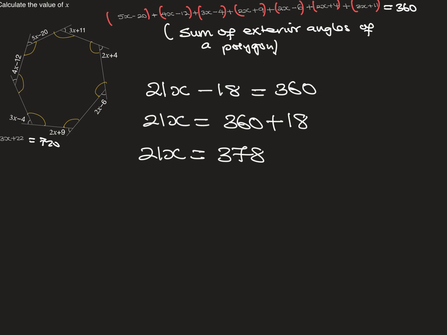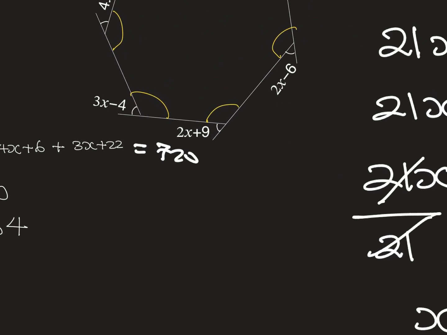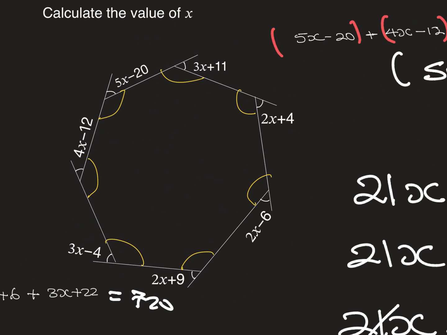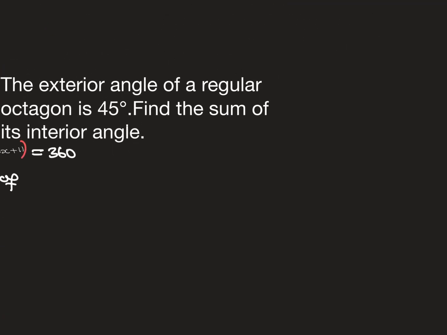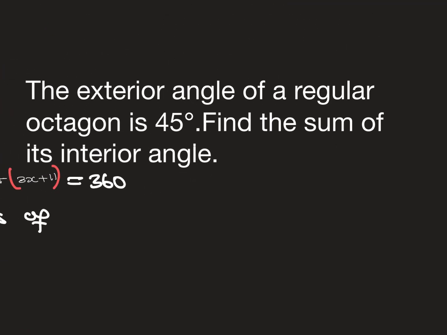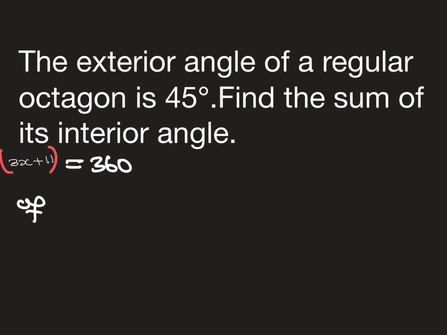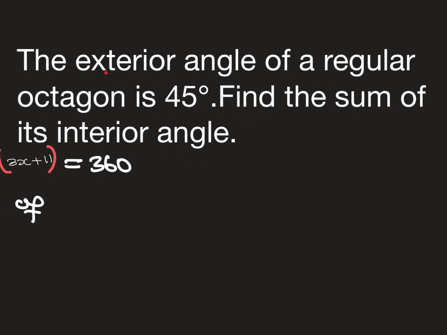So to find x, we divide both sides by 21. X will be 18 degrees. Okay, so that is the value of x for this problem. Moving on to the next question that reads, the exterior angle of a regular octagon is 45 degrees. Find the sum of the interior angles.